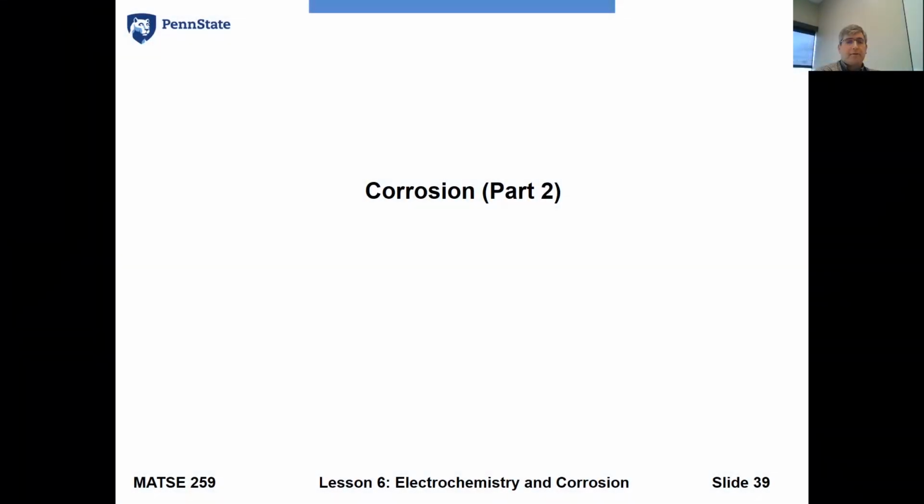So welcome back. We're going to continue talking about corrosion in this next lecture. In the previous lecture, we spent a lot of time talking about the real fundamental mechanisms driving aqueous corrosion, where we know that the oxidation reaction occurs at the anode, which is where the corrosion process occurs. But in order for corrosion to occur, we also need the reduction reaction occurring at the cathode.